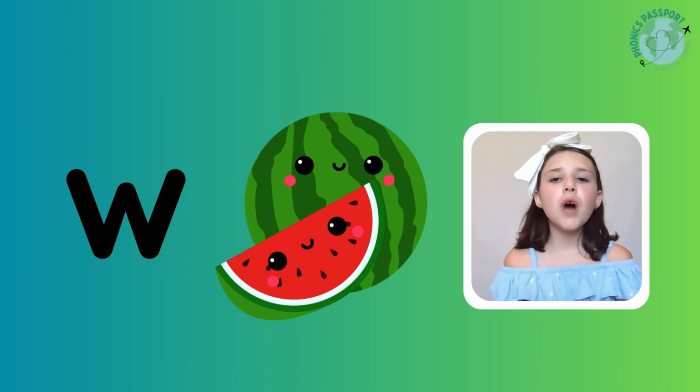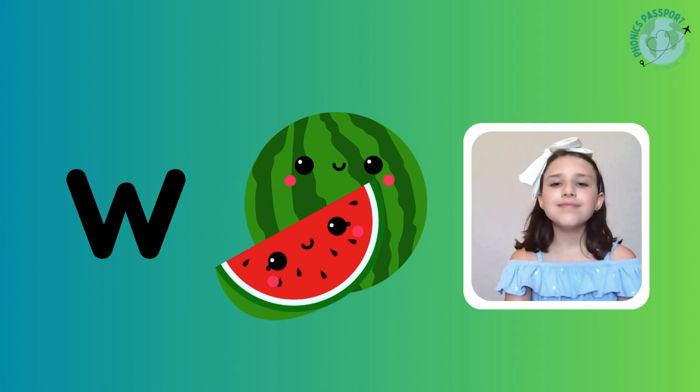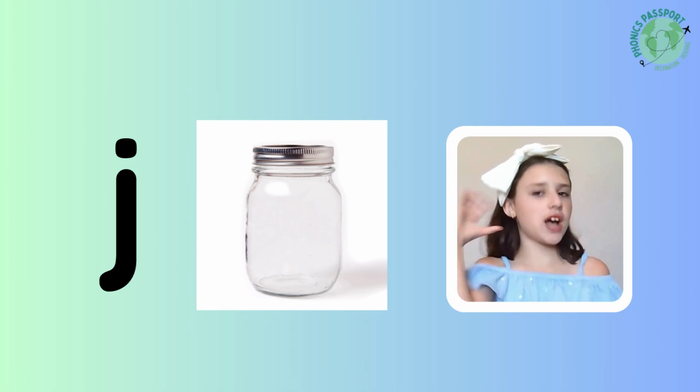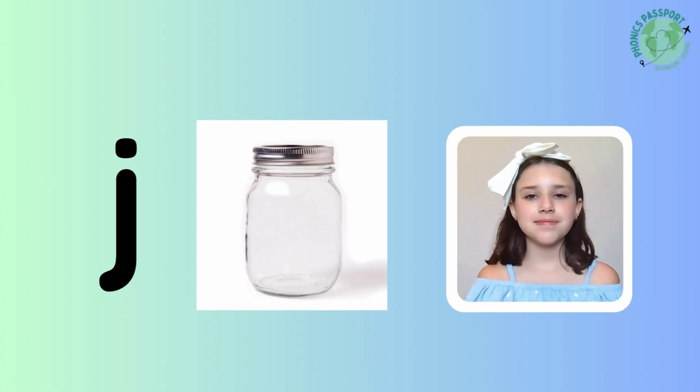W spells w, like the beginning of the word watermelon. Watch me. W. Now you try. W. J spells j, like the beginning of the word jar. Watch me. J. Now you try. J.